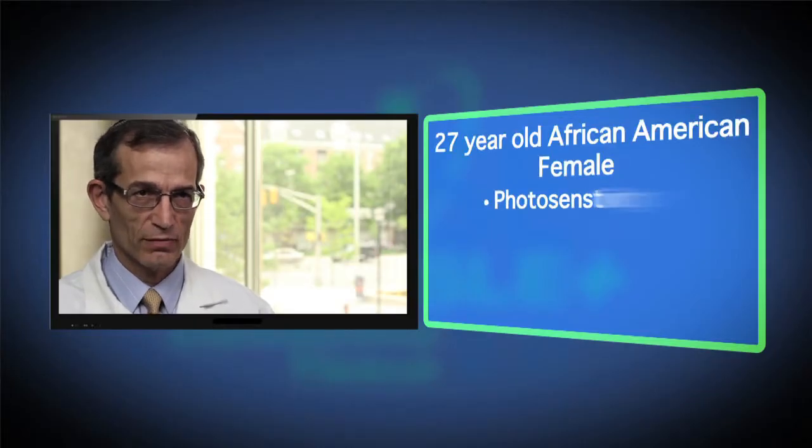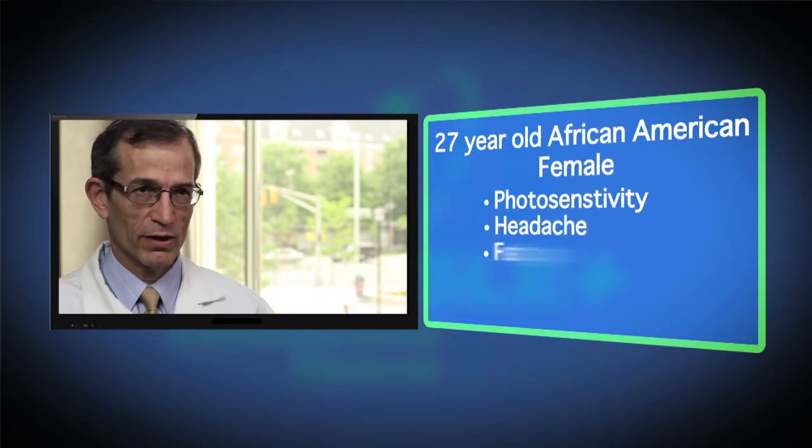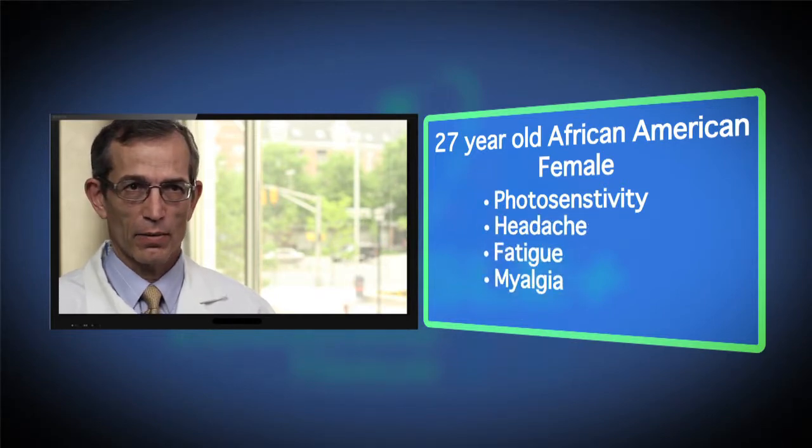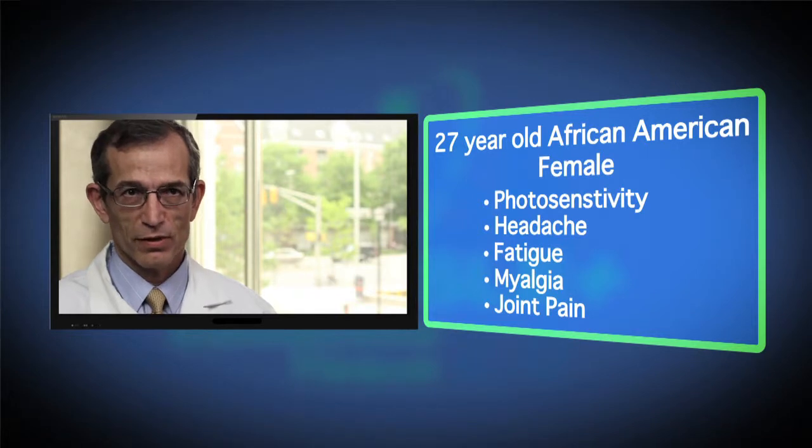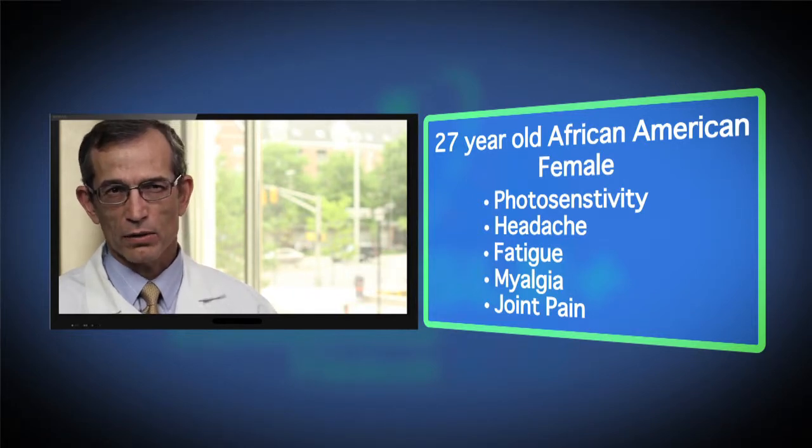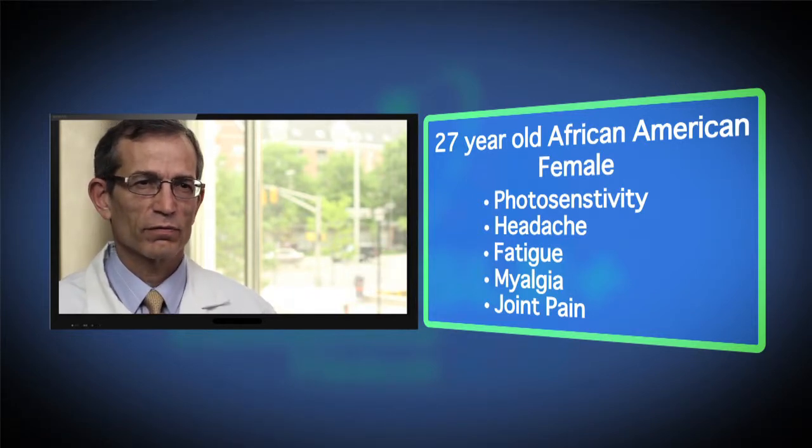So this was a 27-year-old African-American woman who was referred because of a positive ANA and a history of widespread myalgia and arthralgia. Over the last 6 months, this lady has complained of photosensitivity, headache, fatigue, myalgia, joint pain, and morning stiffness, together with a general lack of well-being. It looked to me like an overlap diagnosis between RA and lupus.